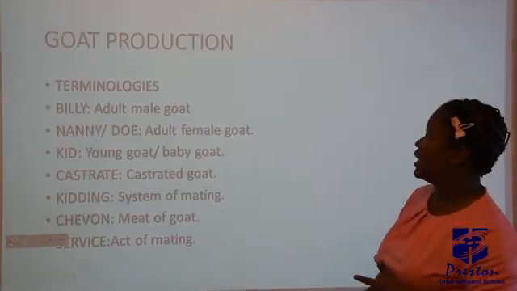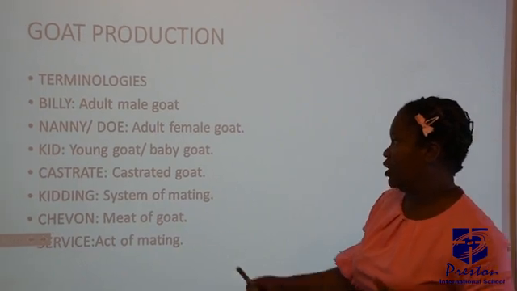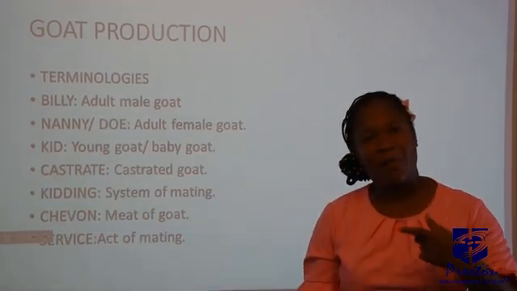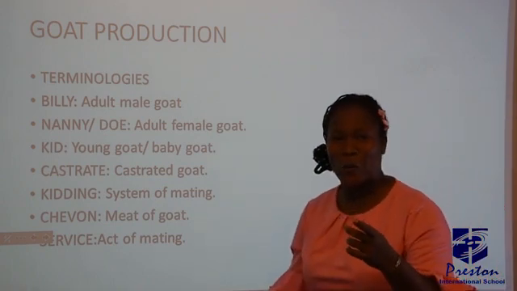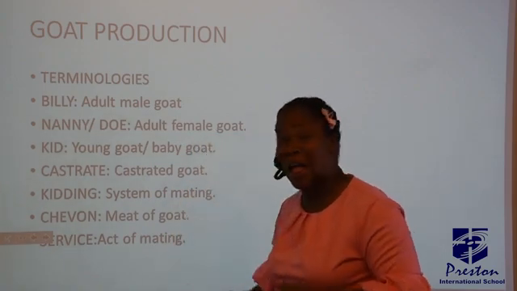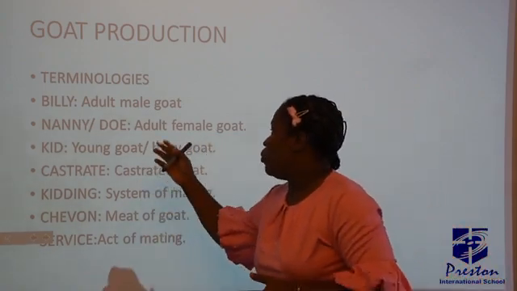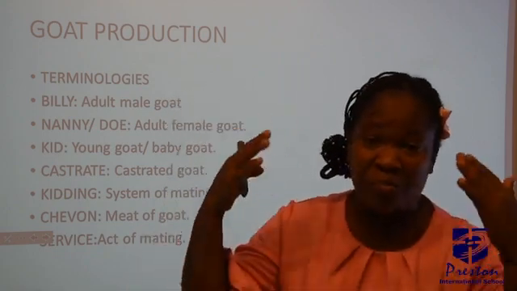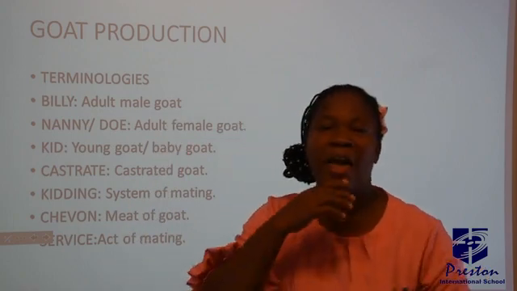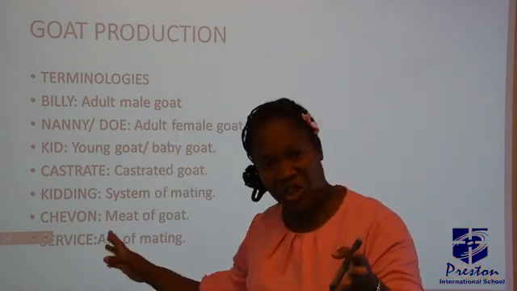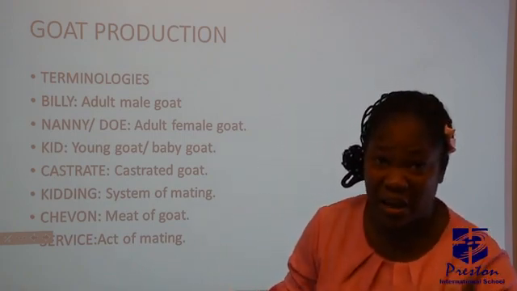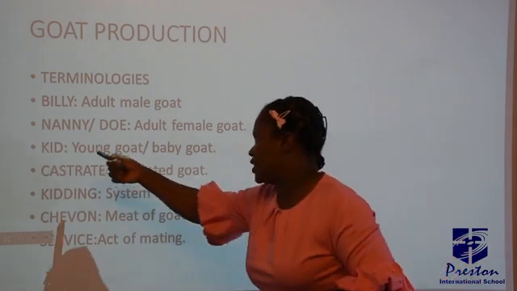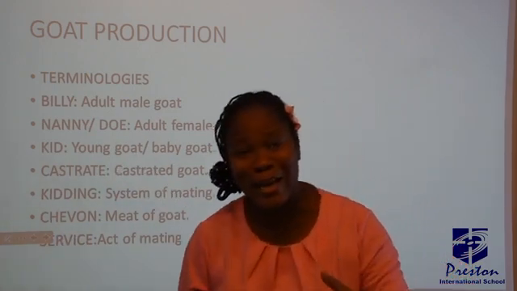Now, the next thing we are looking at is goat production. Terminologies, we have billy. What is billy? Adult male goat. Now nanny or doe is the adult female goat. What differentiates the male from the female is that both male and female have horns, but the beard of the male will definitely differentiate the male from the female. You're going to see a picture later. Now, the kid is the young goat or baby goat.